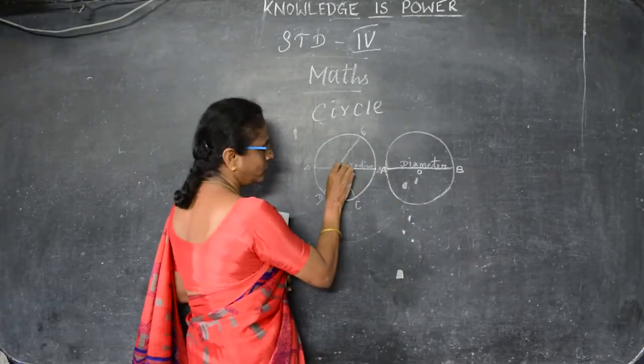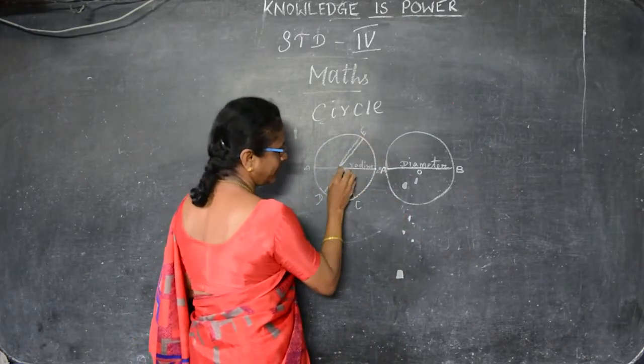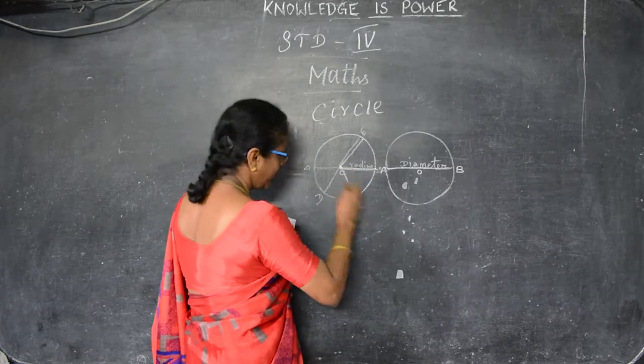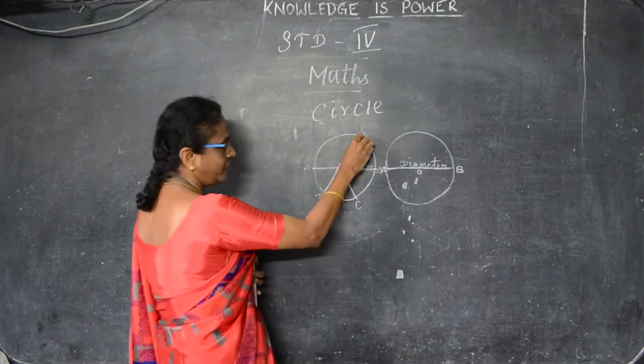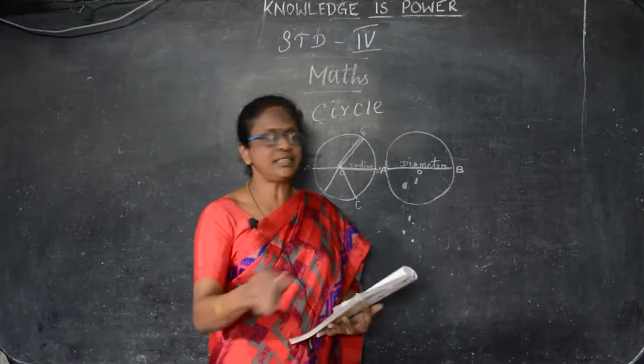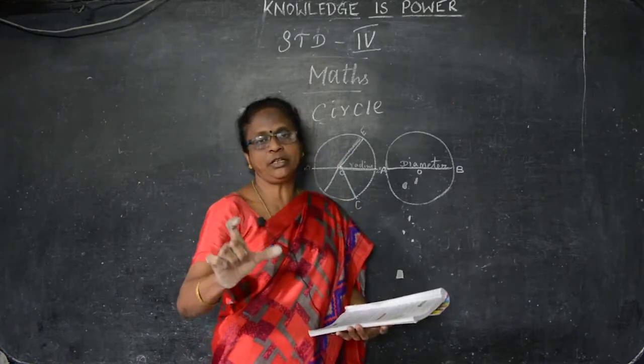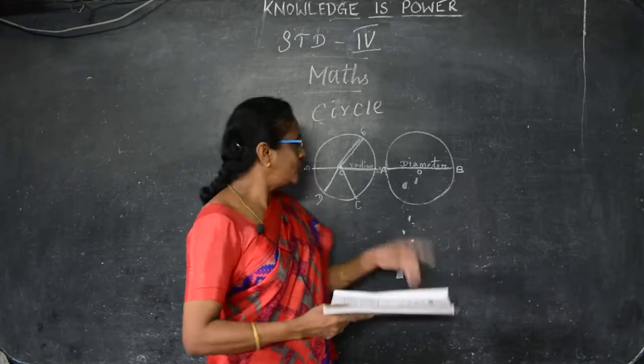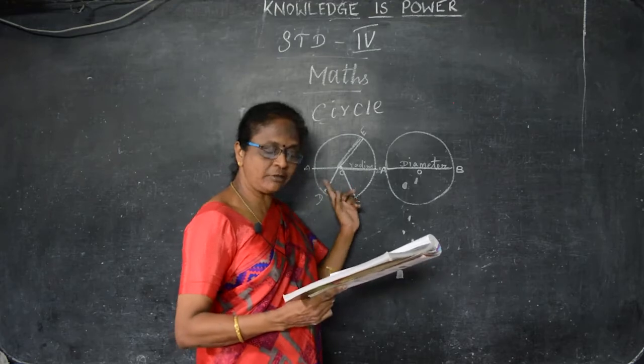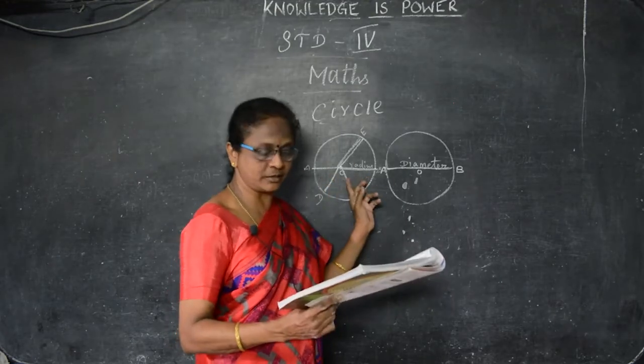Whether it comes from E or A, B, C, D, from whichever side, the radius is equal in length. So all the radii are equal in length in a circle.